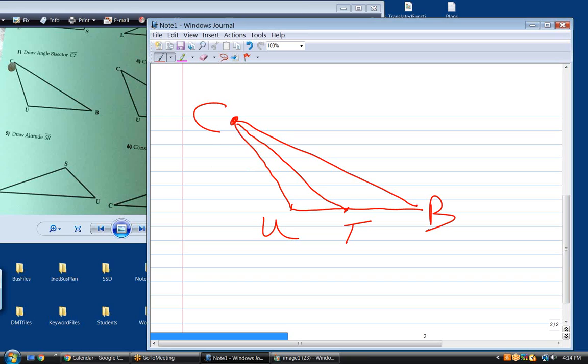Where do we start? In other words, let's get rid of this bisector since we don't know where it's at.